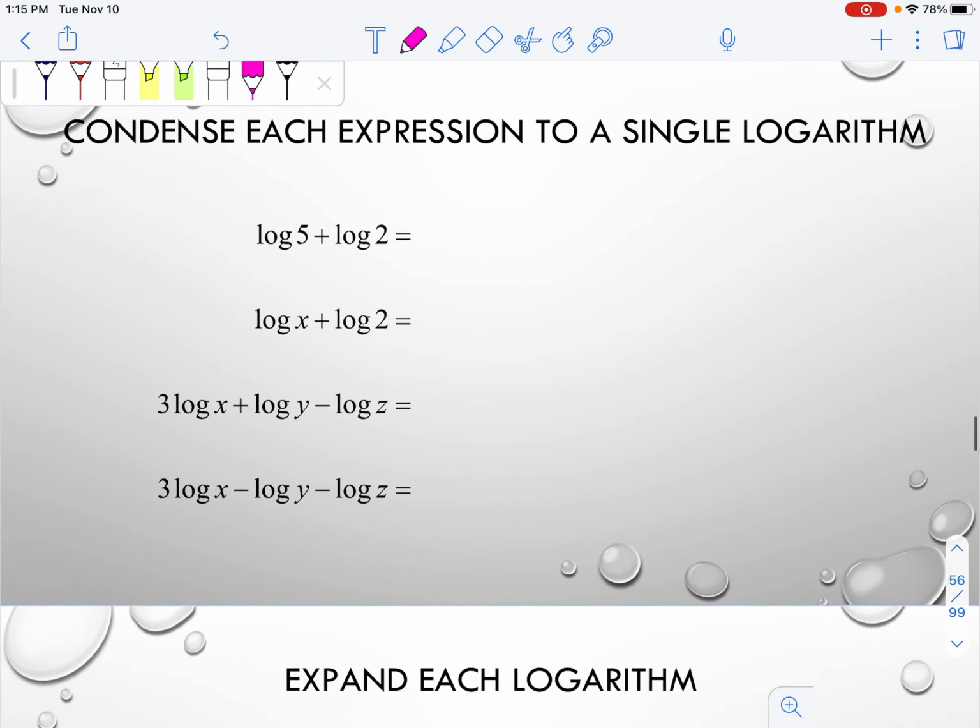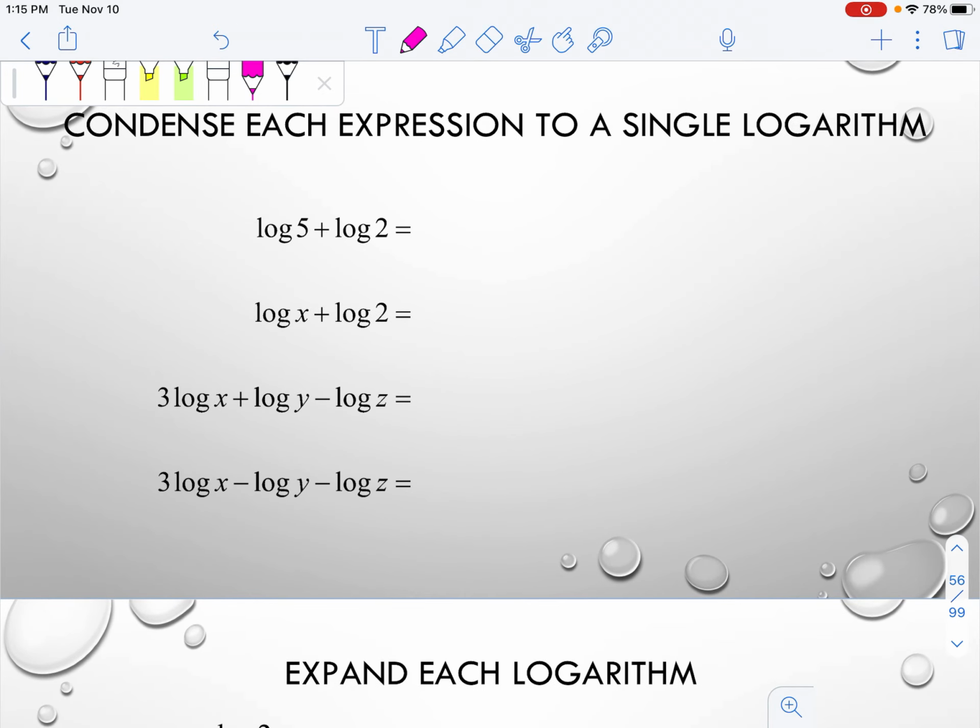So let's just apply those expanding and condensing rules to a few examples. First one here: log 5 plus log 2. Because it's addition, we can multiply this times this.